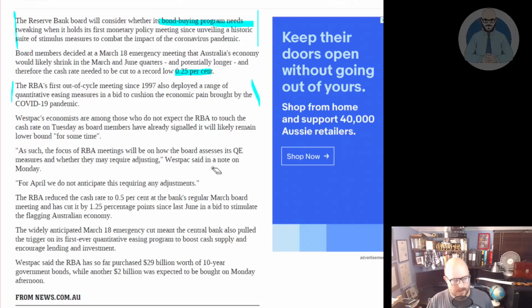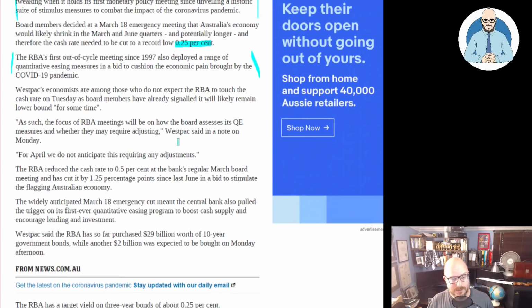But as such, the focus of the RBA's meetings will be how the board assesses its QE measures and whether they may require adjusting. Westpac said in a note on Monday: for April, do not anticipate this requiring adjustment. The RBA reduced the cash rate to 0.5% at the bank's regular March board meeting and had cut it by 1.25% since June in a bid to stimulate Australia's flagging economy.